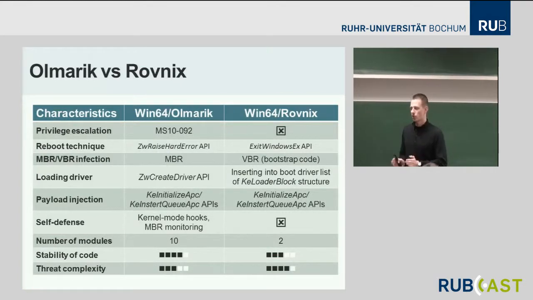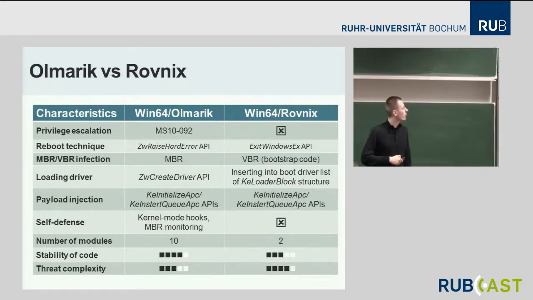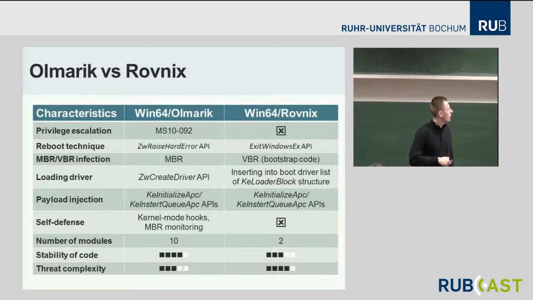This table summarizes some differences and similarities between the Rovnix and Almaric bootkits. We can see here that Almaric contains exploitation of a vulnerability to escalate local privilege, while Rovnix doesn't. The first bootkit targets the MBR, while the second targets the VBR and specifically the bootstrap code. What else is worth mentioning? There is absolutely no self-defense in the Rovnix bootkit, and that's why it's very easy and straightforward to remove this malware from the system. The only thing you need is just to detect it.